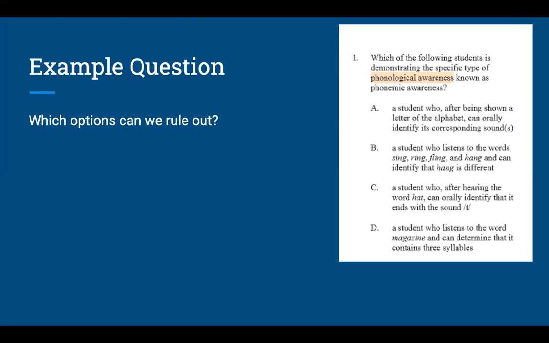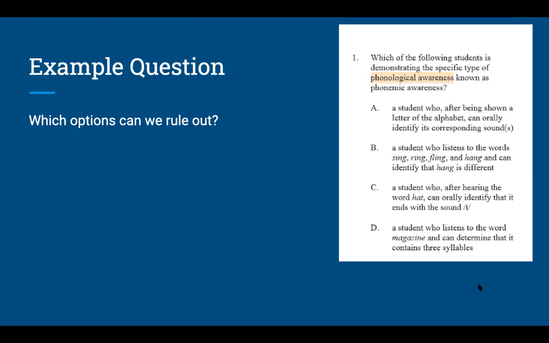And me, I would rule out A right away. A student who, after being shown a letter of the alphabet, can orally identify its corresponding sound. Again, that's relating to visual, where phonological awareness is all with the lights off. So right away, after reading "being shown," I just crossed that one out because everything's with the lights off when you're doing phonological and phonemic awareness. So that one's just kind of irrelevant.